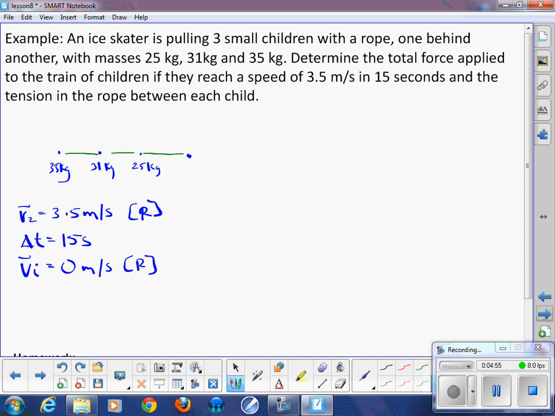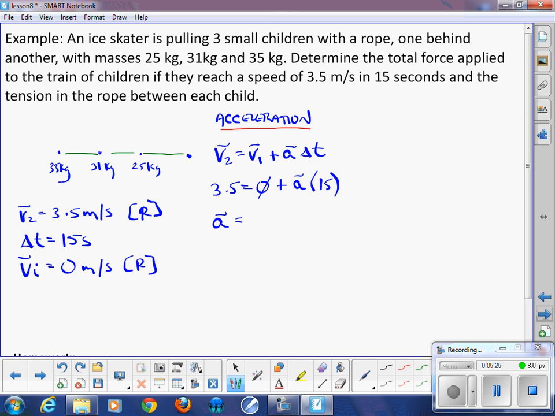So we need to find the acceleration for the entire system here, okay? We'll do acceleration first. So what do I know? Again, you're just decoding the information. I've got V1, V2, and T, so I can pick the correct formula from that. V2 equals V1 plus a delta T. So we're going to go 3.50 plus our acceleration multiplied by 15 seconds. Dividing both sides by the 15, we get 0.23 meters per second squared. So that answers the acceleration question.